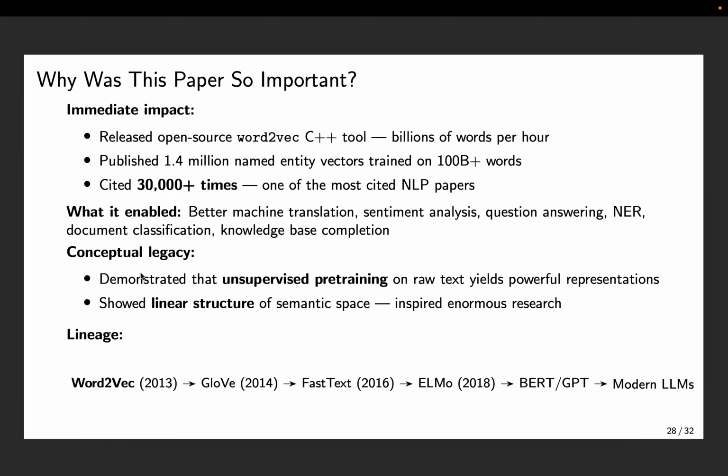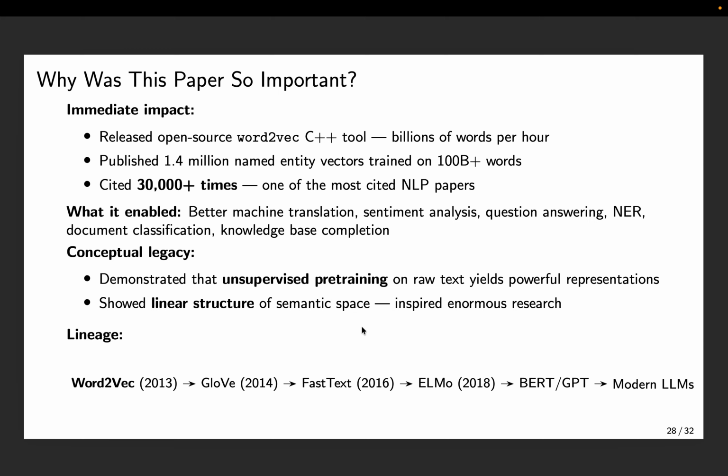But the deeper impact is conceptual. This paper demonstrates that you can learn powerful representations of language in an unsupervised way. No labels, no human annotation, just predict context from the text. And it showed that the resulting vector space has a beautiful linear structure, and semantic relations are encoded as directions.